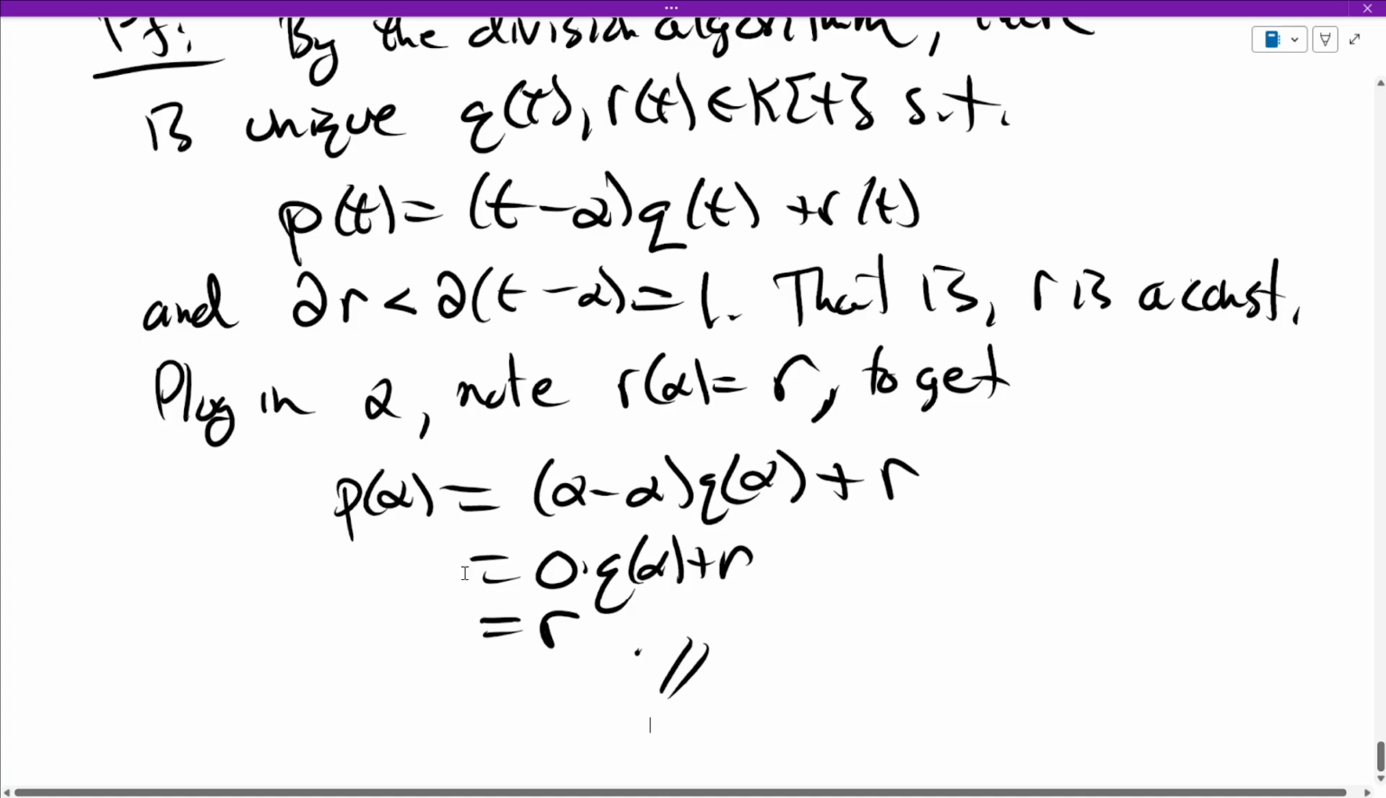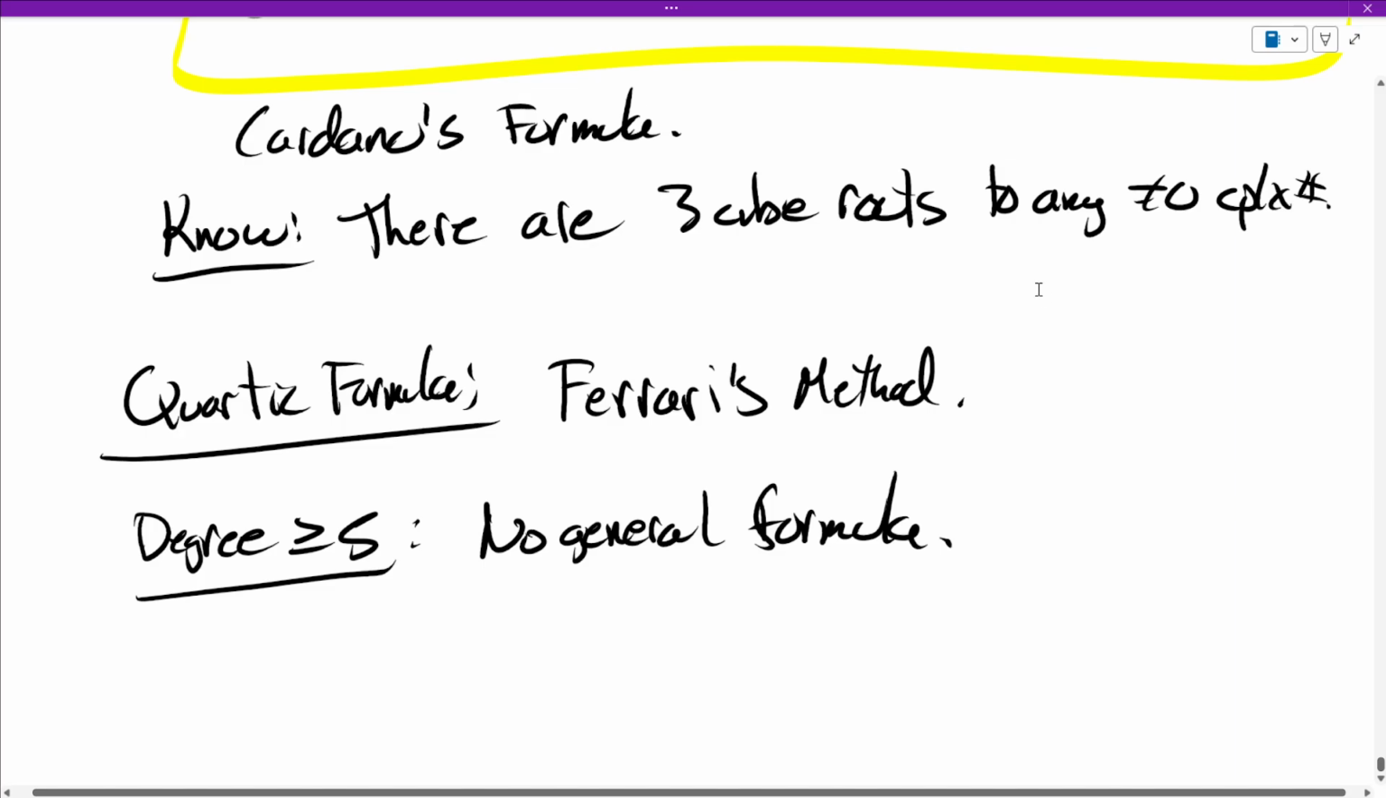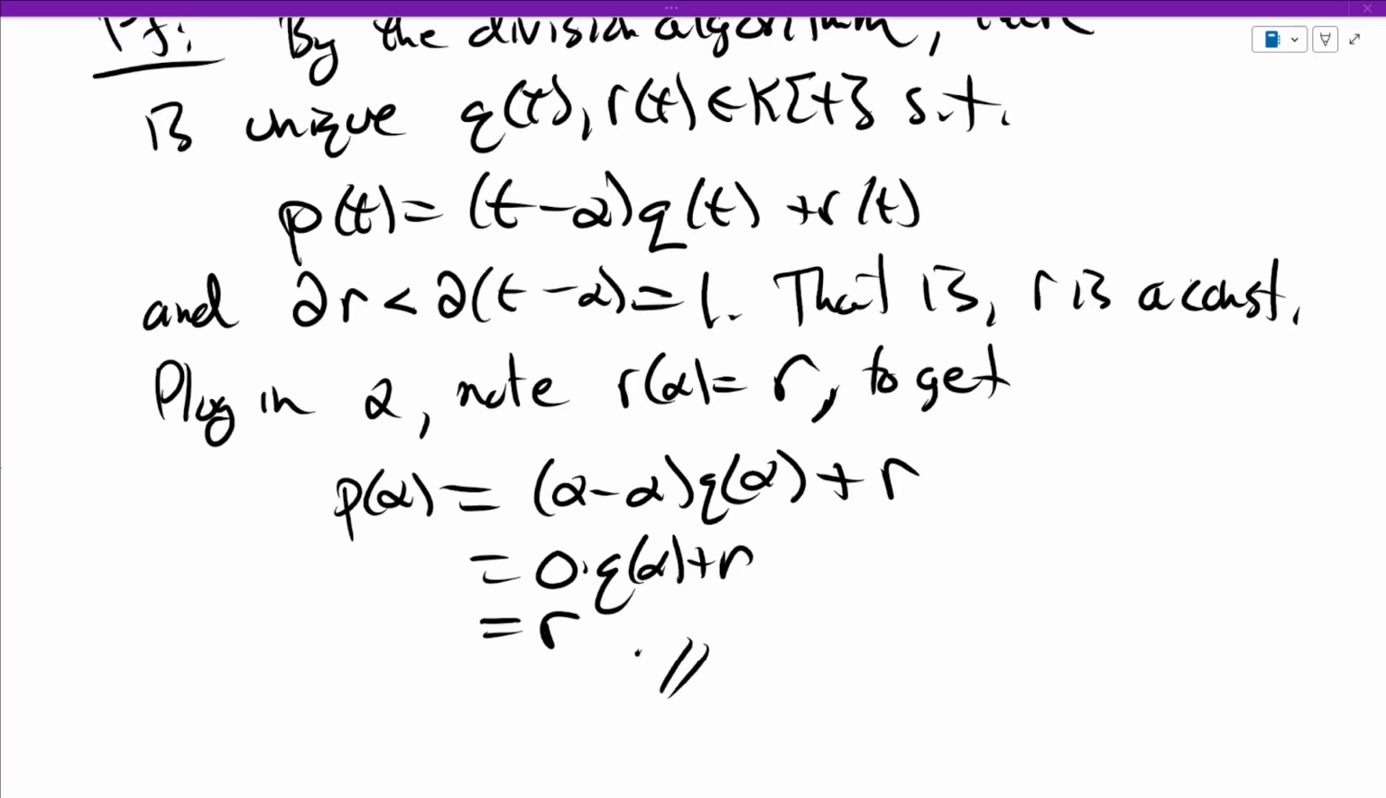Okay, so fine. The remainder theorem is very helpful. It tells you that when you divide a polynomial by a monic linear expression, degree 1, the leading coefficient is 1 here. This t minus alpha has leading coefficient 1. Then you have some remainder, and the remainder is the value of the function at that point.